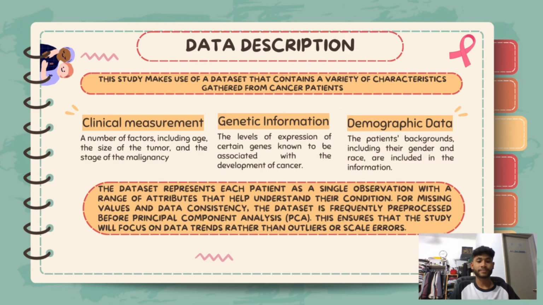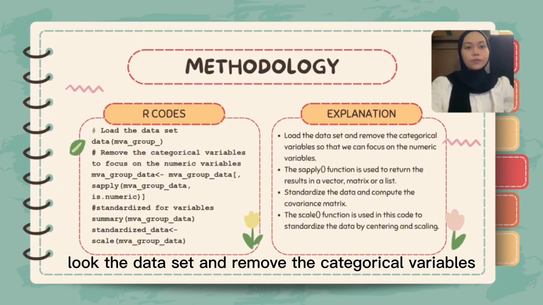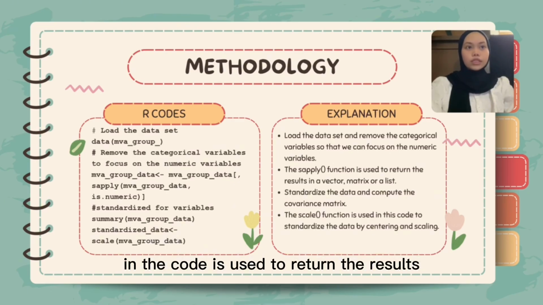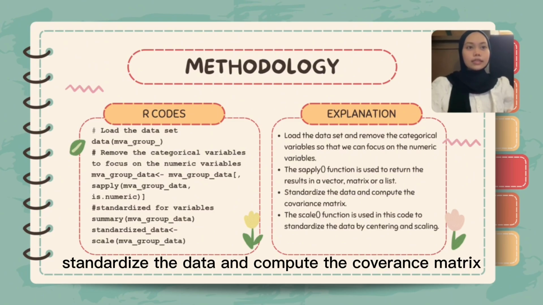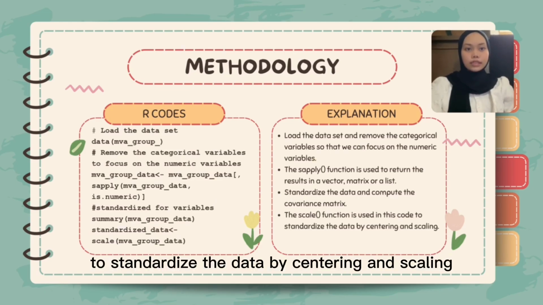For methodology, firstly, load the data set and remove the categorical variables. The sapply function in the code is used to return the results in vectors, matrix, or a list. After that, standardize the data and compute the covariance matrix. The scale function is used in this code to standardize the data by centering and scaling.